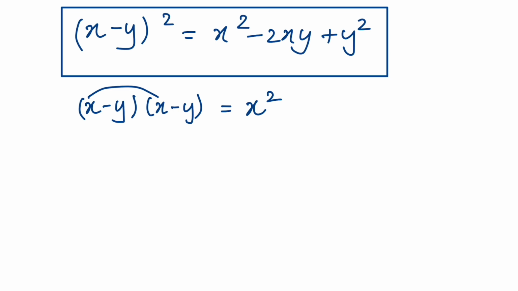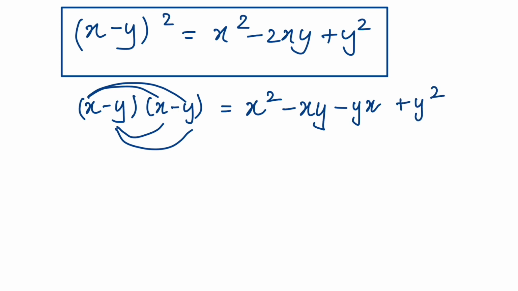This is x squared, right? And this is minus xy, and this is going to be minus yx, and this is going to give you plus y squared, right? Because minus y into minus y is going to be plus y squared, because there are two negative signs. Okay.